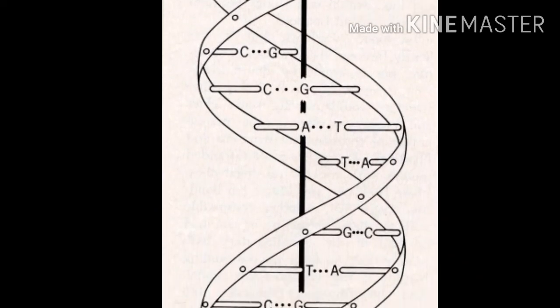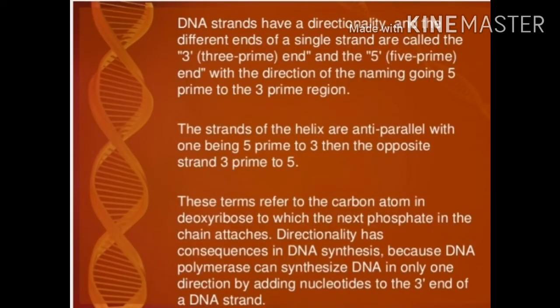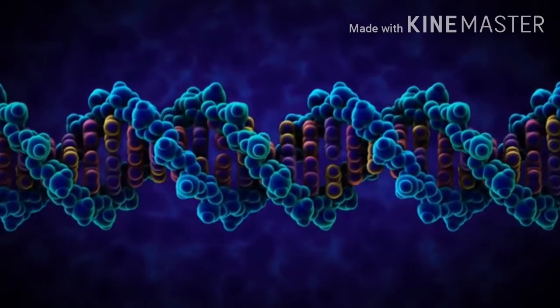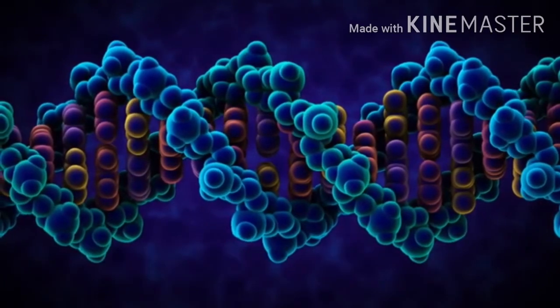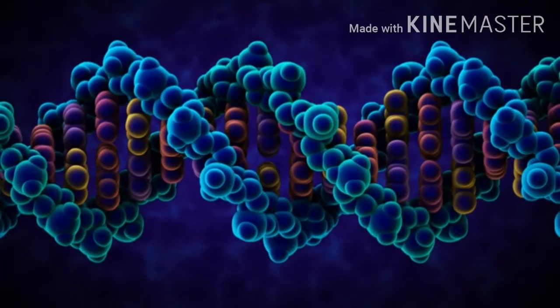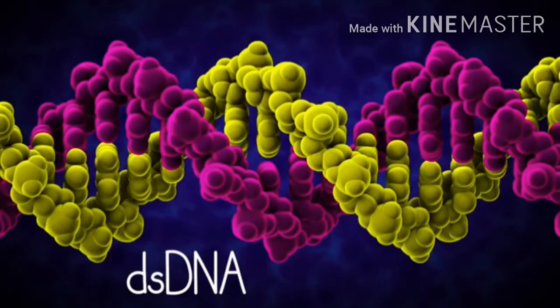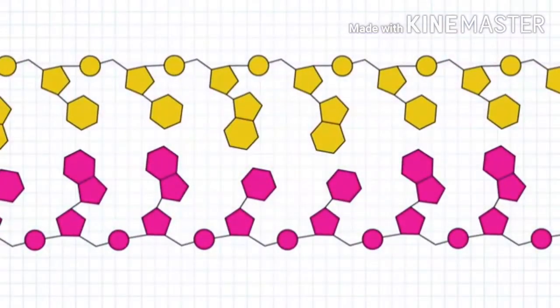The strands of the helix are anti-parallel, with one being 5' to 3', then the opposite strand is 3' to 5'. These terms refer to the carbon atom in deoxyribose to which the next phosphate in the chain is attached. So actually DNA is synthesized in only one direction, by adding nucleotides to the 3' end of the DNA strand. The pairing of the bases in DNA through hydrogen bonding means that the information content in each strand is redundant. The nucleotides on a single strand can be used to reconstruct nucleotides on a newly synthesized strand.